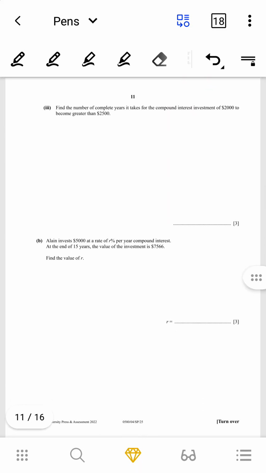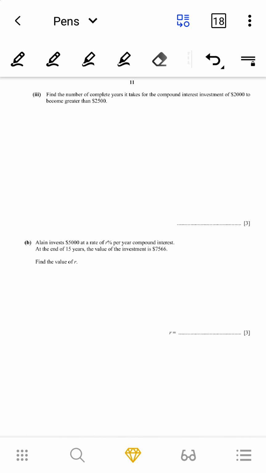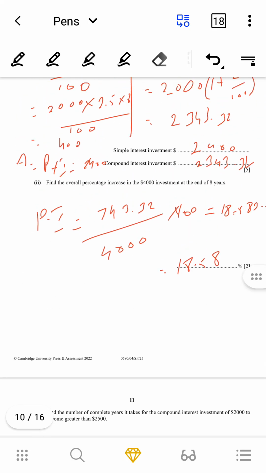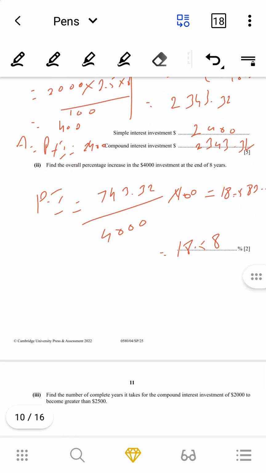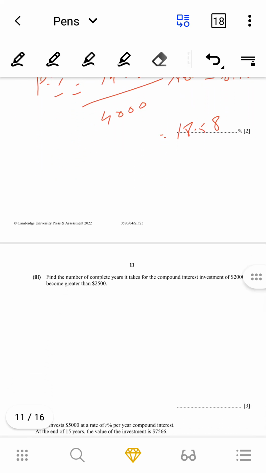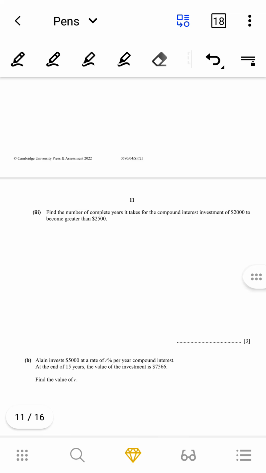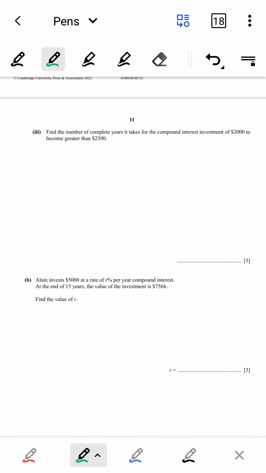Find the number of complete years it takes for the compound interest investment of 2000 to become greater than 2500. Look at here. So which year is coming 2500? We know very well, already we did for 8 years. 8 years itself we are getting 2300 something. So roughly we will go with above 8, then only we'll get it. So above 8 years only we will roughly be getting 2500. You have a calculator, but you have to go with the proper procedure. I'll tell you how to go now.